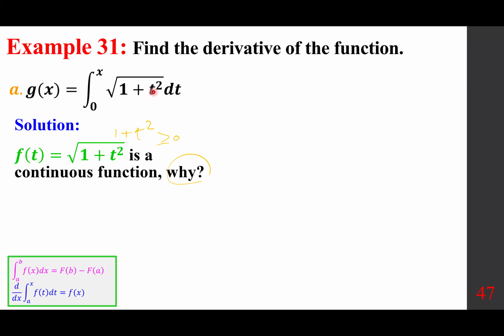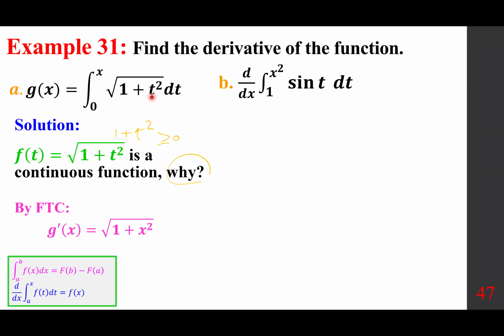Just replace the t with x. So the derivative of the integral from a to x of f of t dt is f of x. So g prime, because we want the derivative, is the same function, replace the t with x, square root of 1 plus x squared. Differentiation and integration undo each other.